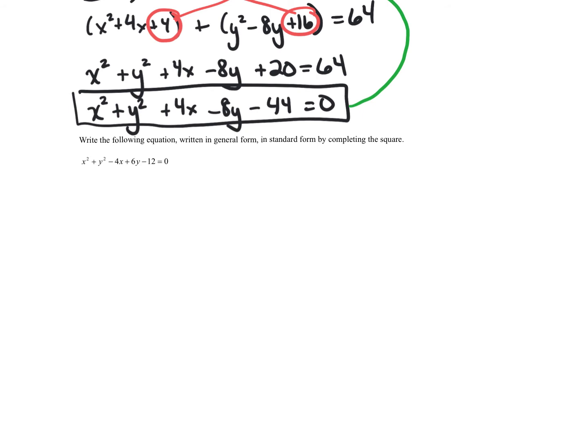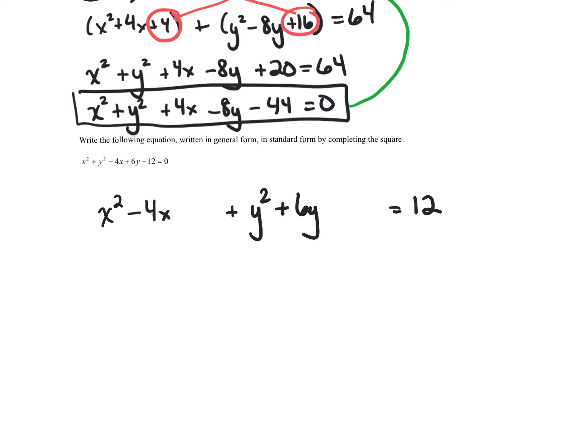So what I'm going to do is try to arrange these, because some of them have x's, like x squared minus 4x. And then I'm going to put the y's together, so that's going to be y squared plus 6y. Now I'm going to go ahead and move my constant to the other side. So I want to have everything that has an x on one side grouped together, everything that has a y by itself grouped together, and then everything else on the other side.